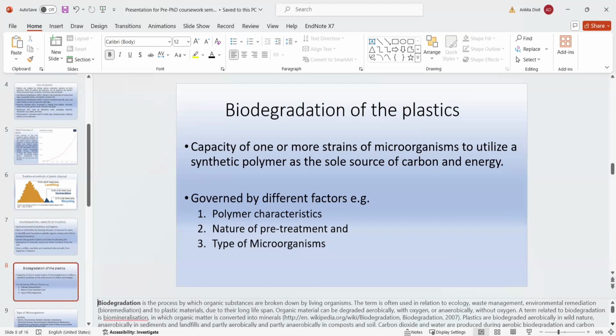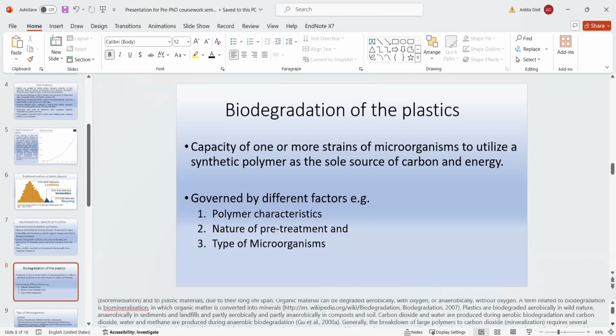Plastics are biodegraded aerobically in wild nature, anaerobically in sediments and landfills, and partially aerobically and partially anaerobically in compost and soil. Carbon dioxide and water are produced during aerobic biodegradation, and carbon dioxide, water, and methane are produced during anaerobic biodegradation.